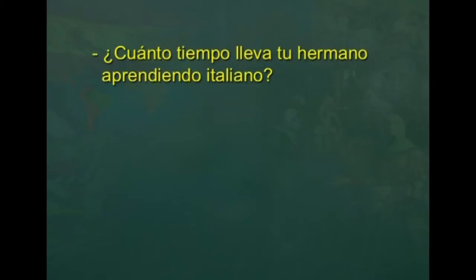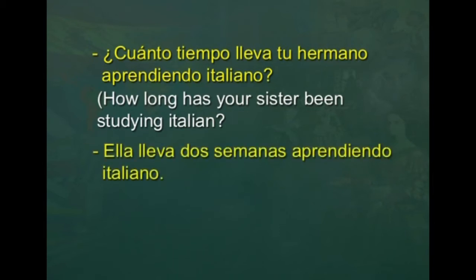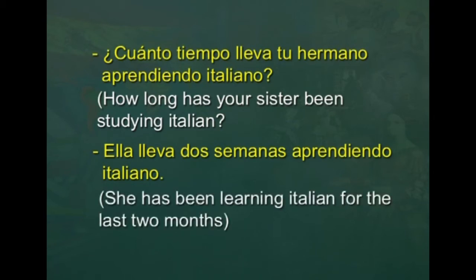The next question is about your sister. ¿Cuánto tiempo lleva tu hermana aprendiendo italiano? How long has your sister been studying Italian? What can you say in reply? Well, you say, Ella lleva 2 semanas aprendiendo italiano. She has been learning Italian for the last 2 months. I hope you understand how this structure with llevar is working here. You don't need to give the exact year and date, but just amount of time. Let's see some more examples.